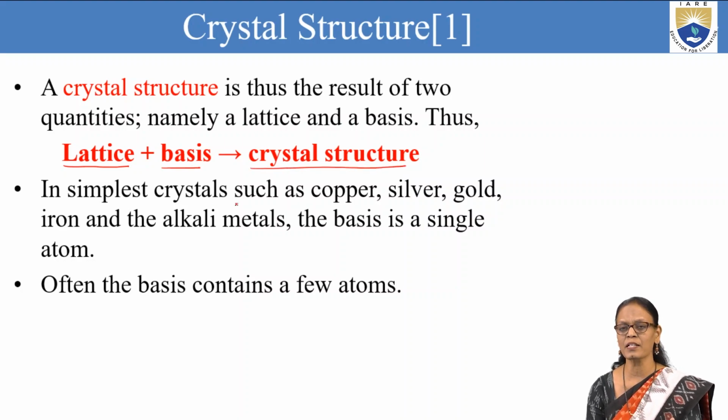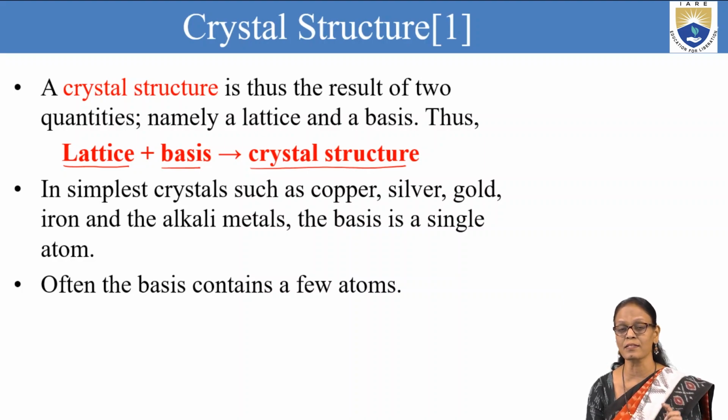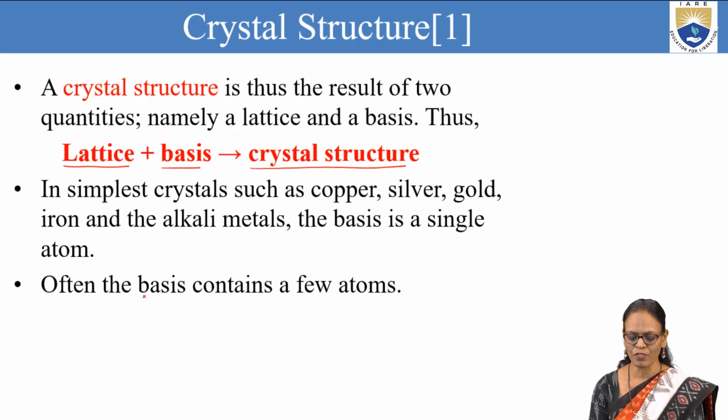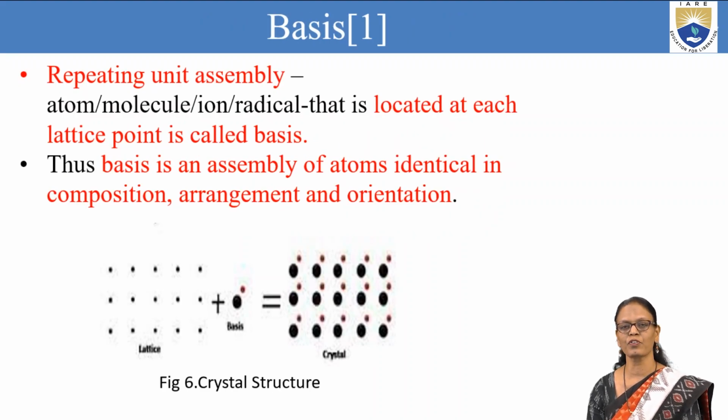Now, in simple crystals such as copper, silver, gold, iron, the basis is a single atom. So, whenever we are talking about lattice and basis, the basis can be a single atom or it can be a group of atoms. Often the basis consists of a few atoms. Now, we'll see an example for that.